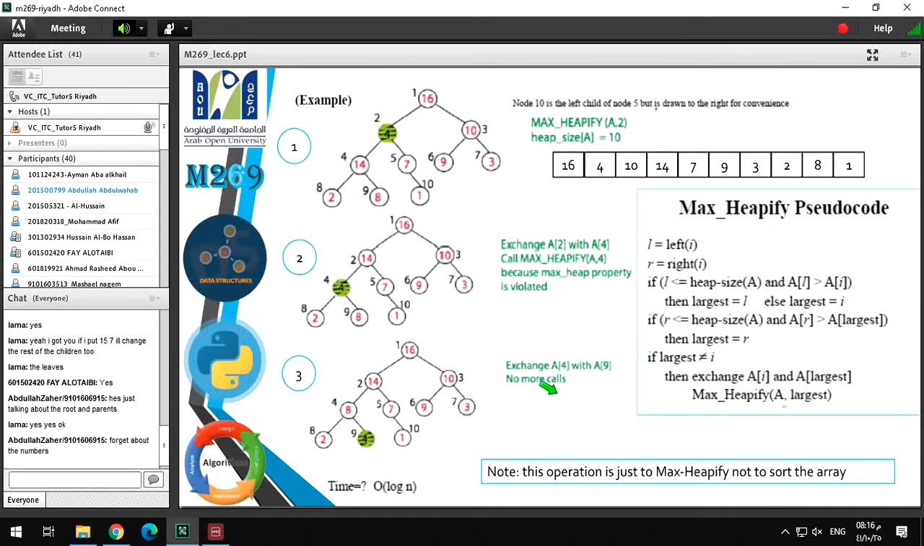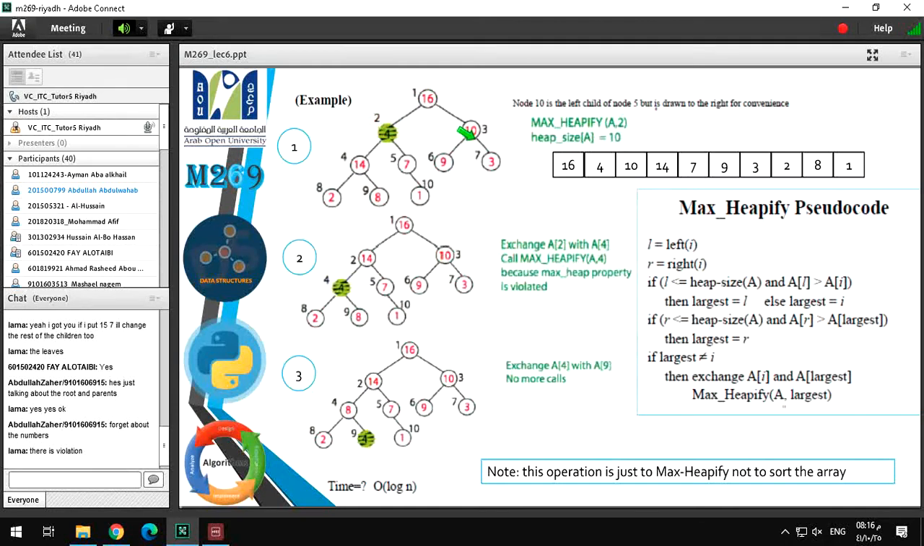This is an example. If you see here, you have the node 16, which has two children, 4 and 10, and here we have a correct order of the nodes. But when it comes to node number 2, it has the value 4, and 4 is smaller than both 14 and 7.